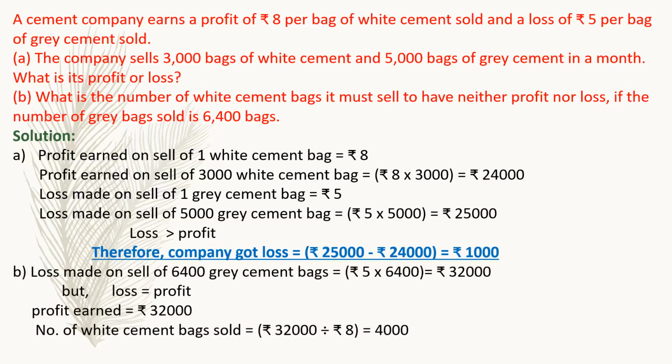First we will find out the loss made on the sale of grey cement bags, and that will be the profit earned on the white cement bags sold. So to find out the number, we divide the profit earned by the profit on 1 white cement bag, and we got the number 4,000. So 4,000 white cement bags are sold.